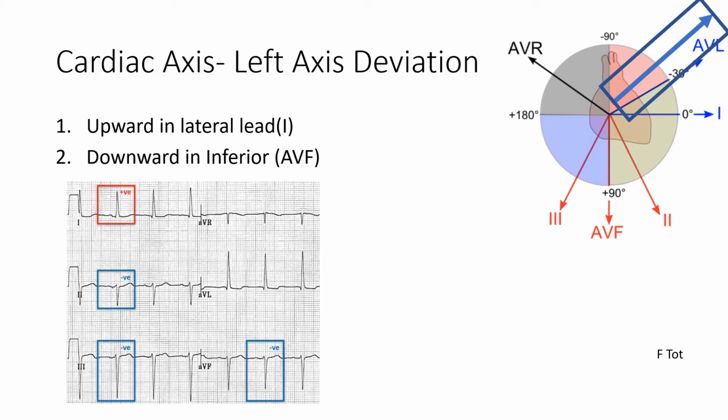Now, sometimes we can deviate from this axis. One example of this is left axis deviation, where it appears that the total depolarizing net force of the heart is actually upward and to the left. When we look at this, we should be upright in our lateral leads, such as lead 1, but will actually be negative in our inferior leads because the force is moving away from the inferior leads.